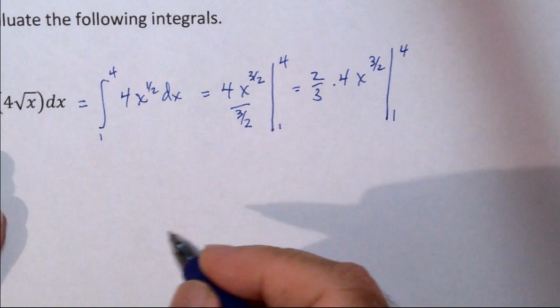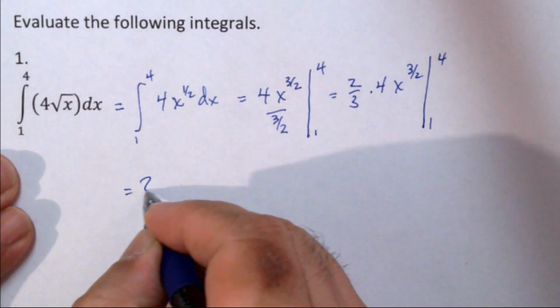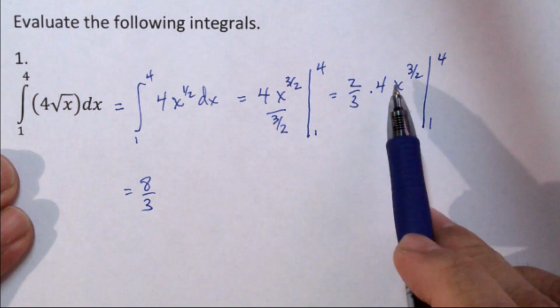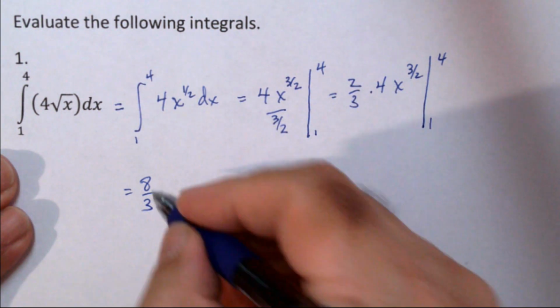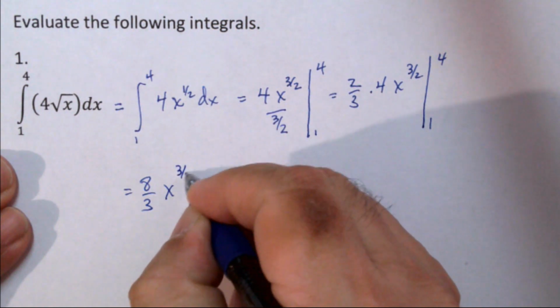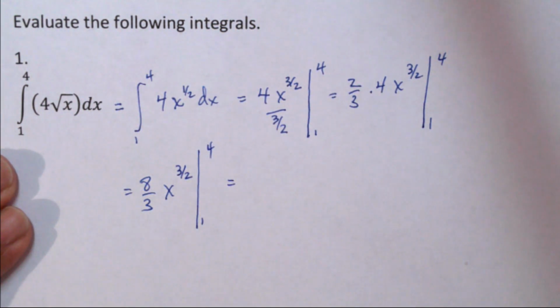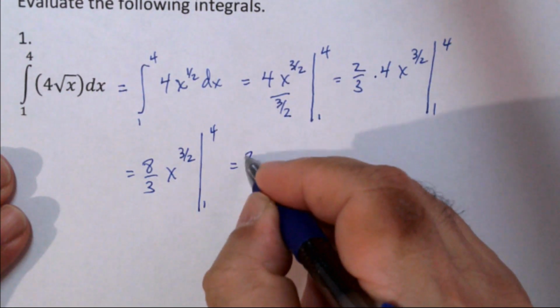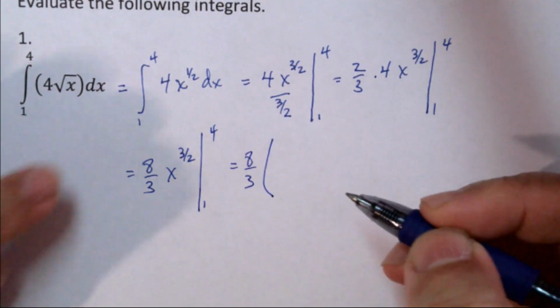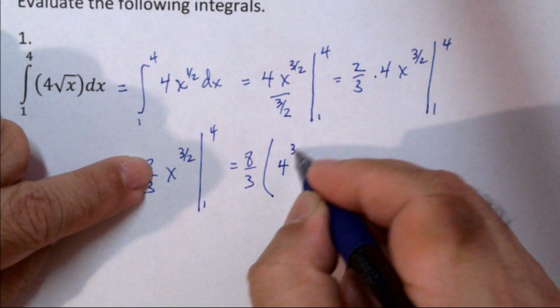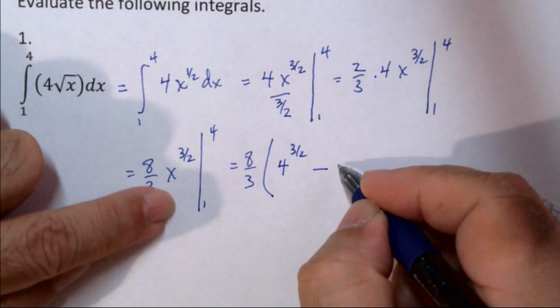So let's go ahead and put it over here. 8/3. So that's the 4 times 2 is 8. 8 over 3, x to the 3/2, take it from 1 to 4. All right. So I'm going to leave the 8/3 on the outside while I substitute 4 into the x to the 3/2. So that's 4 to the 3/2 minus 1 to the 3/2.